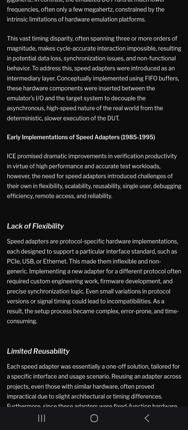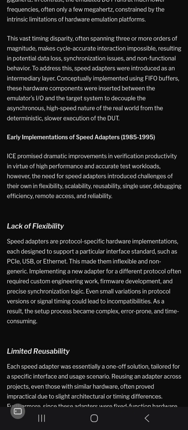The early implementation of speed adapters, 1985 to 1995. ICE promised dramatic improvement in verification productivity by virtue of high-performance and accurate test workloads. However, the need for speed adapters introduced challenges of their own in flexibility, scalability, reusability, single-user debugging efficiency, remote access, and reliability.